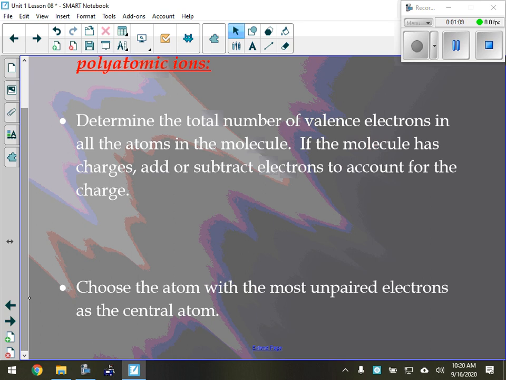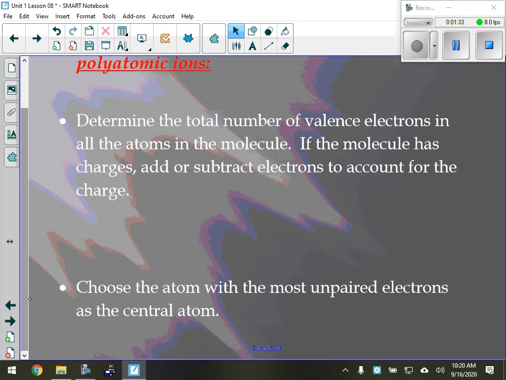It does say if there's charges, we need to add or subtract electrons. So we'll get to that later today, polyatomic ions. Like if I was drawing sulfate, SO4 2-, that means that's implied as gain 2 electrons, right? So we have to add those electrons into that compound. So we'll talk about that when we get to that part. Okay, don't worry about it yet.